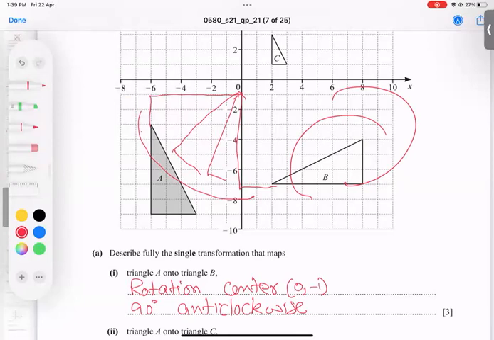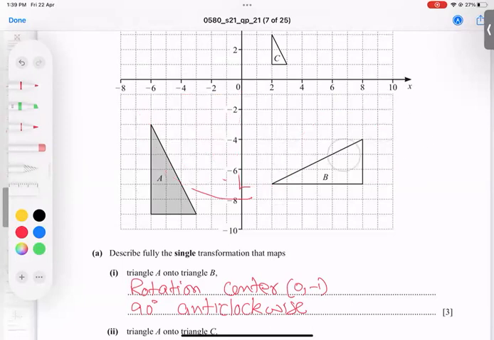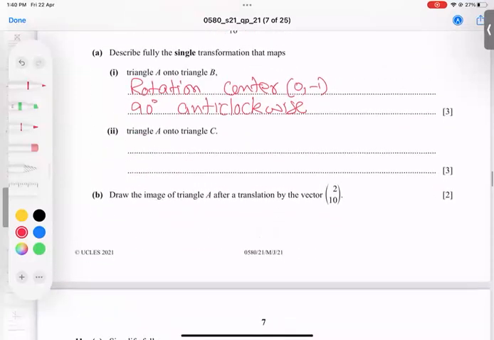Now, the question is a little bit hard to understand, but there are three ways I taught you. It means if I join this center with this point and this center with this point, wait a minute, sorry for that. So this angle, you can feel it. This angle is equal to 90 degrees, and I'm going this way. This is called 90-degree anti-clockwise, center 0, -1. Done.